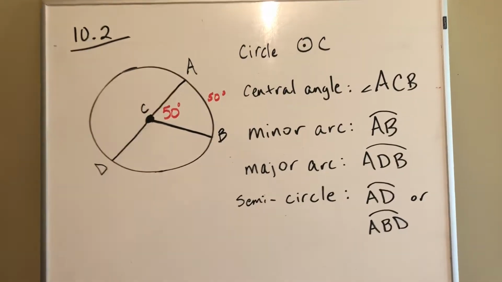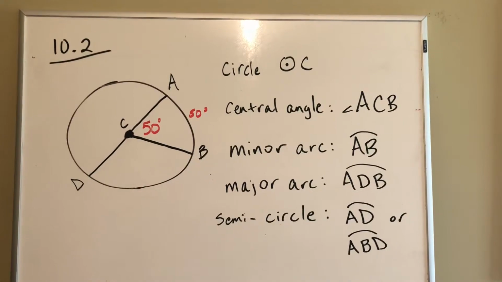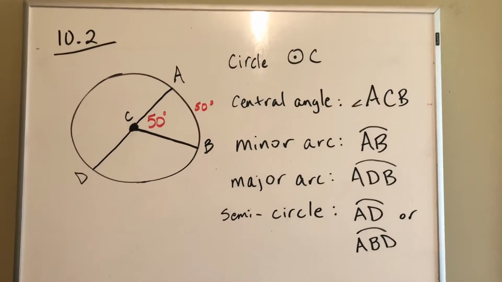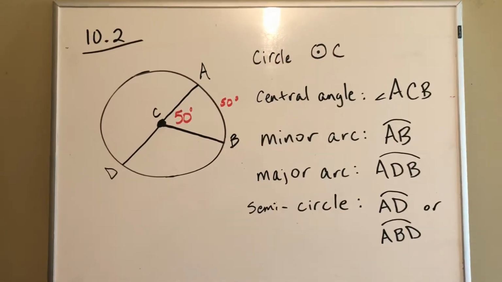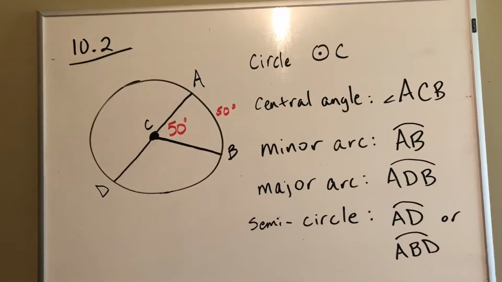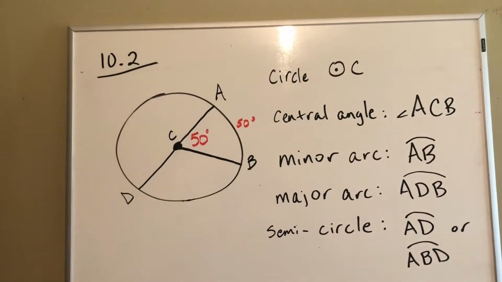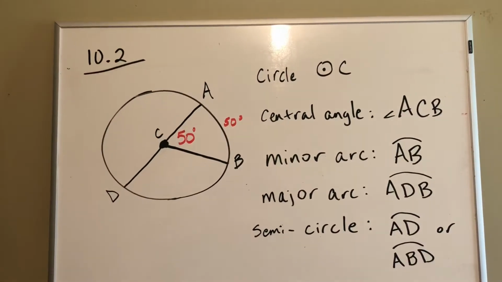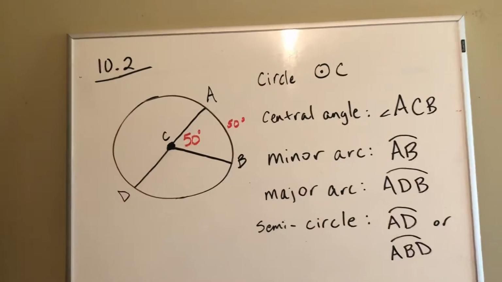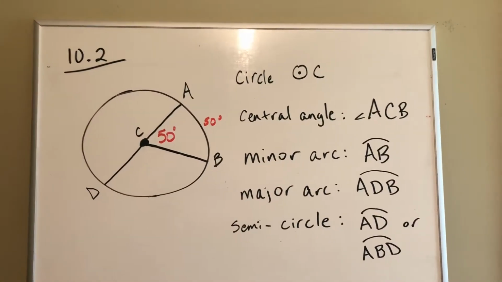So I have a diagram here with, call it circle C, since C is the center of that circle. The central angle is defined as ACB. We know how to name an angle. I'm starting at A, vertex of C, and ending at B, the other side of it. We could also name this angle BCA. I'm giving that a measure of 50 degrees, and I'm also giving it an associated arc measure of 50 degrees.